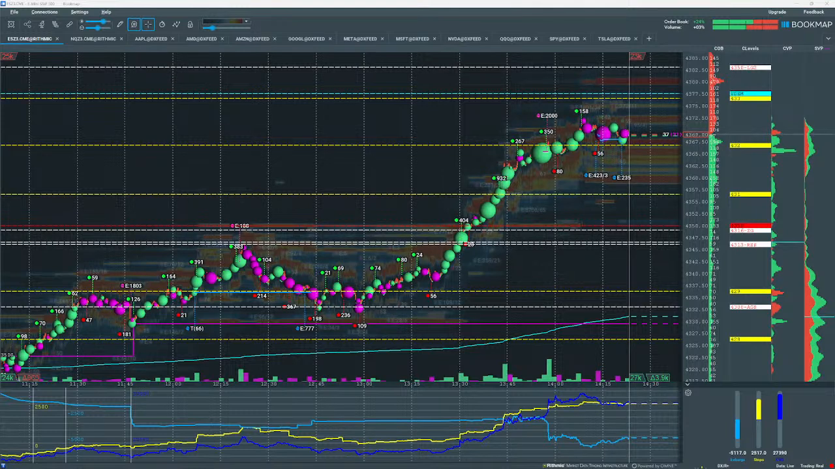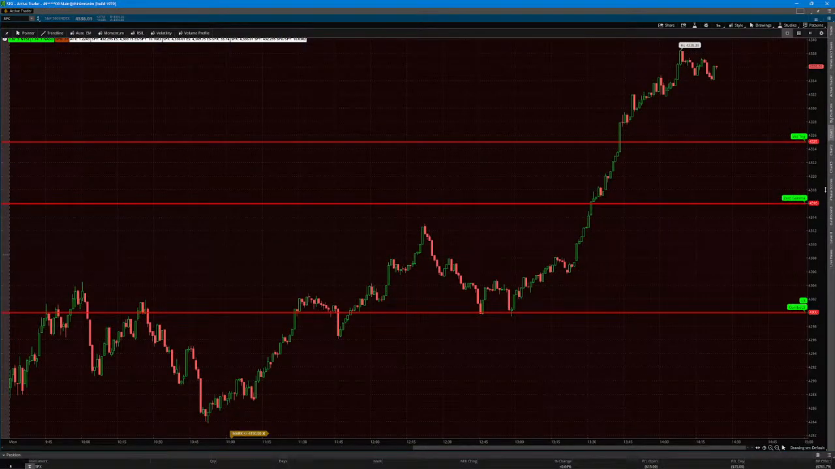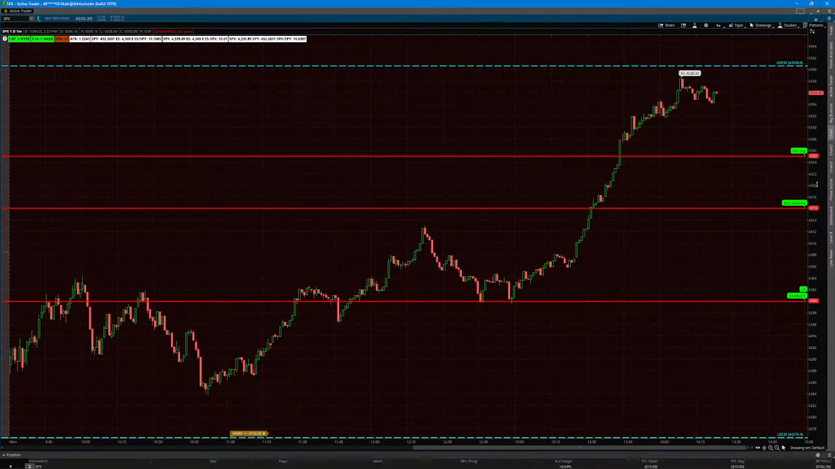Let's take a look at an SPX chart. So that is the ES upper daily expected move. That'll be a little bit different than the SPX upper daily expected move. Let's take a look at that. So still just above the current price.